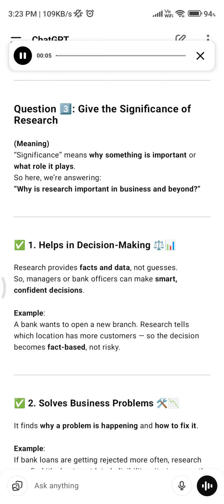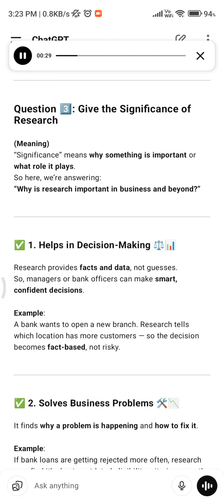Question 3: Give the significance of research. Meaning: significance means why something is important or what role it plays. So here we're answering, why is research important in business and beyond? 1. Helps in decision making. Research provides facts and data, not guesses. So managers or bank officers can make smart, confident decisions.